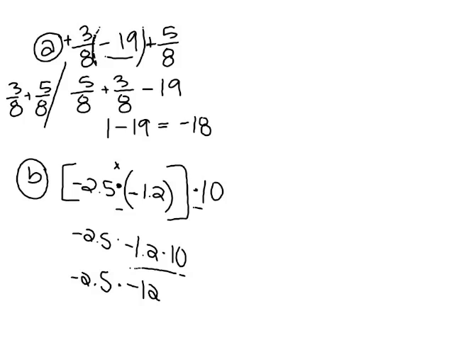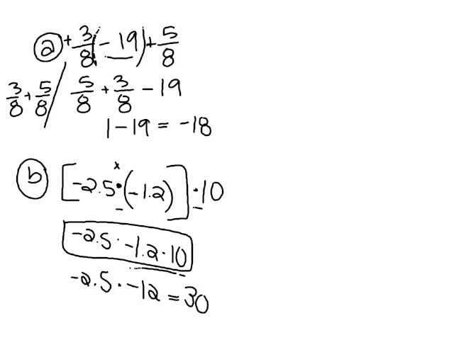Now how about negative 2.5 times negative 12? Positive 30, right? 2 times 12 is 24. Half of 12 is 6. Add those together. Two negatives make a positive 30. So let's go back to this step and do it in a different order. See if we get the same number.